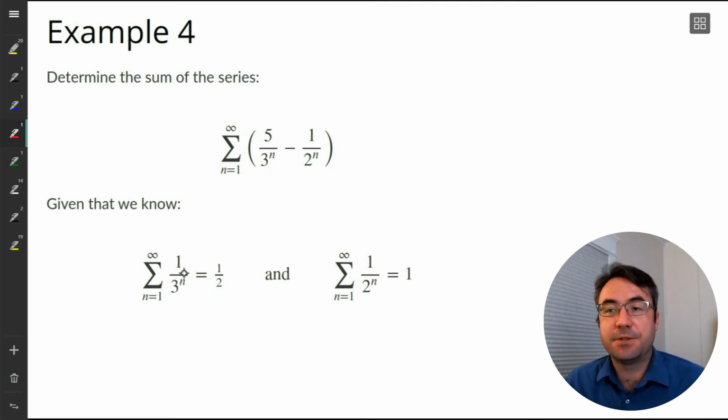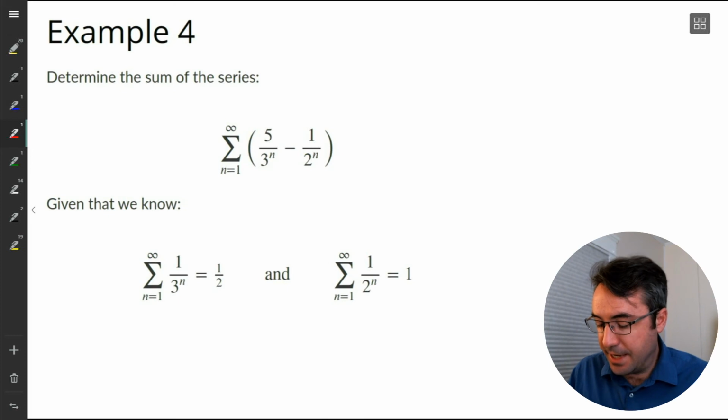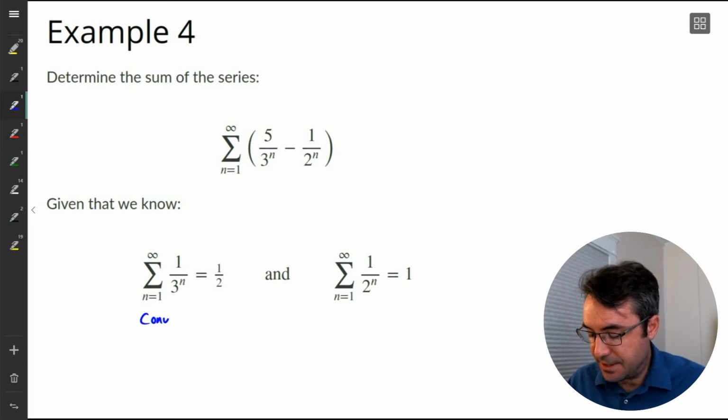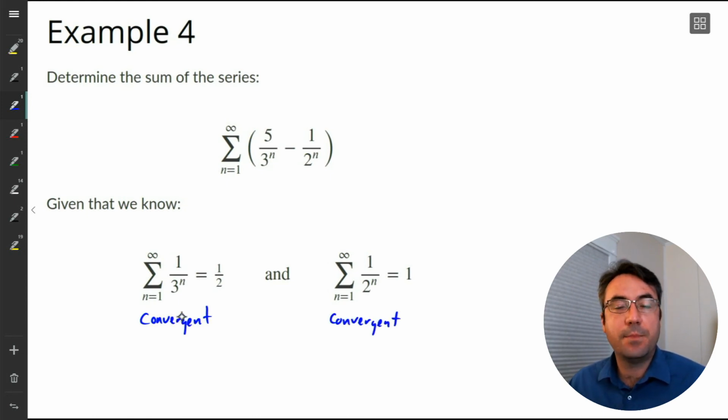But we're going to assume at this point that we know these two statements. We're actually going to see these in the next lesson, so we're going to prove these later on. But for right now, we're just going to assume that we know this. So we know that the series of 1 over 3 to the n is equal to 1/2, and the series sigma 1 over 2 to the n is equal to 1. So what this is saying is that each of these is convergent, which means that we can do some arithmetic with them.